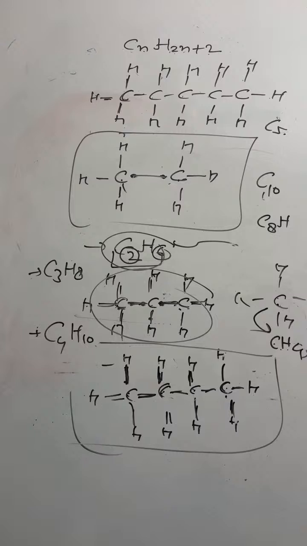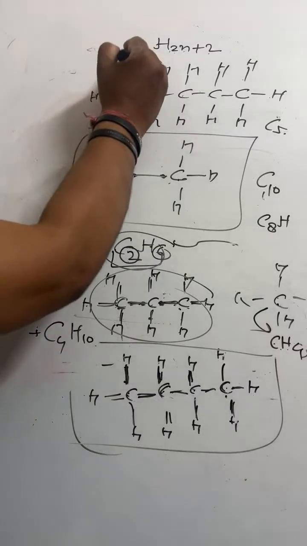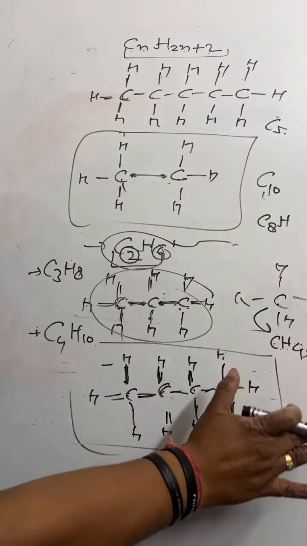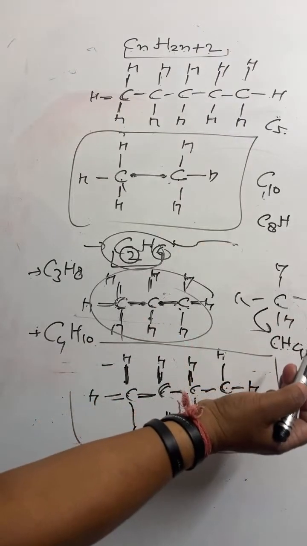Very good. 18. Very nice, because 8 into 2 is 16 plus 2, 18 will come. So I hope you are getting it, with the help of this formula everything is clear. But names are also very important.